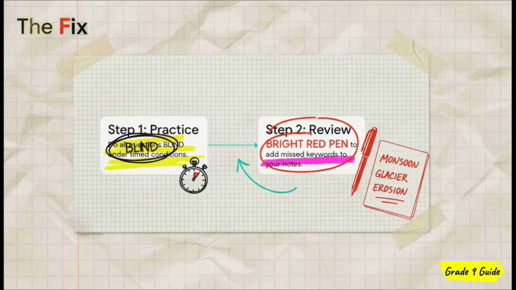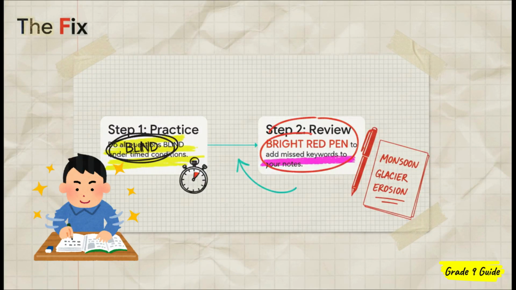So here's the fix. It's a really tight feedback loop. Step 1, do your Frankenstein questions completely blind under your timer. Then step 2, grab a bright red pen. Any keywords or case study stats you missed, you write them directly into your own notes in that red ink. That ink becomes a visual alarm bell, exposing the exact gap in your geographical knowledge.